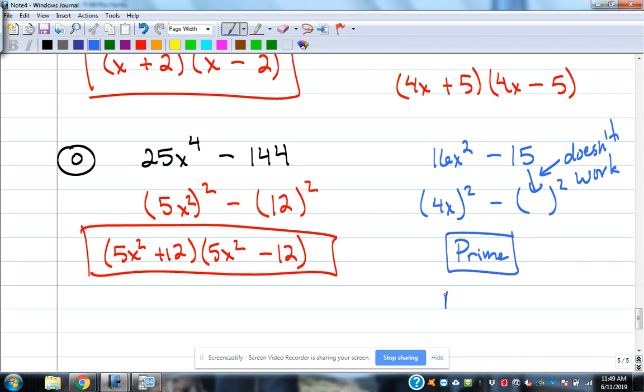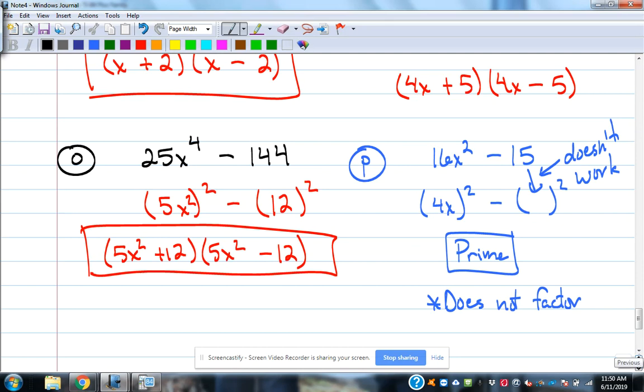Prime is another way of saying does not factor. We can call that example P, because we cannot rewrite the 15 as something squared. So if you can factor it that way, you will be able to rewrite it as squared minus squared. Manipulating the problem to make it look like something that we know something about. All right.